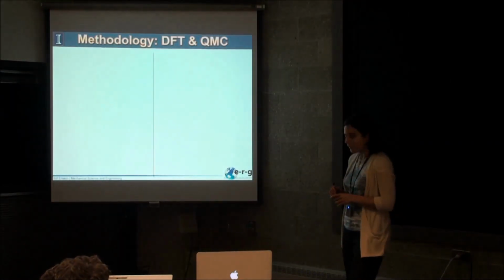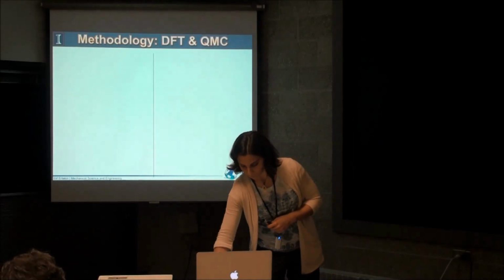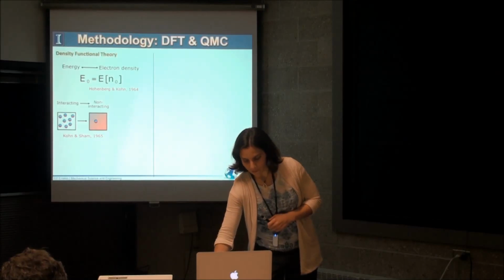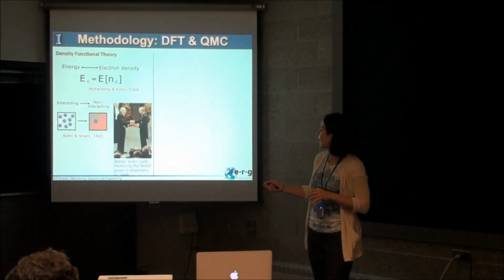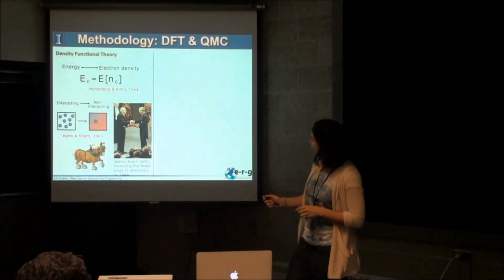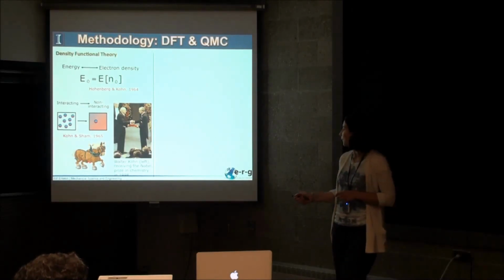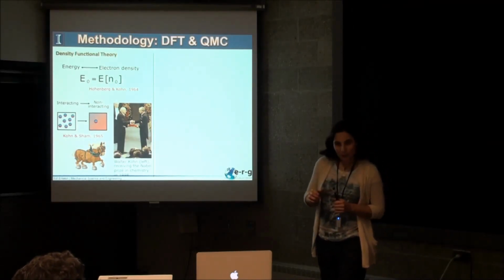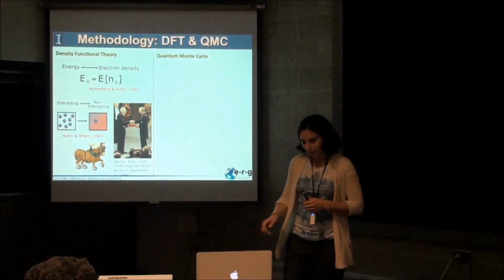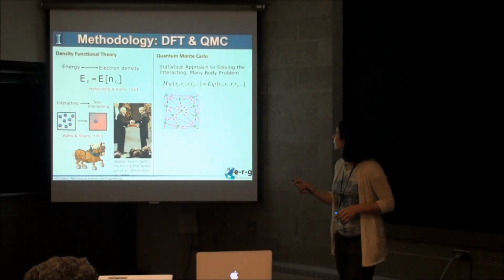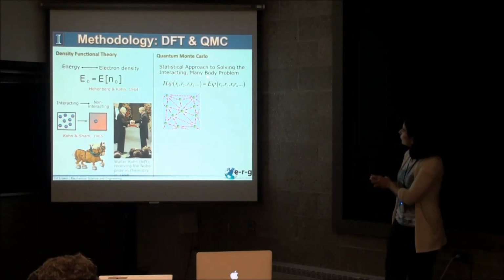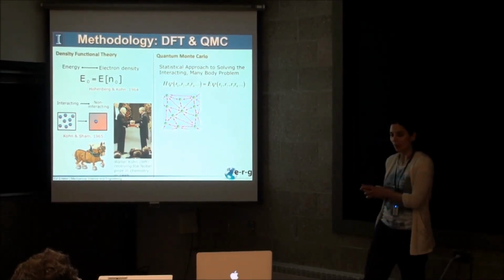kind of in comparison to DFT, this is how I think about the two techniques. We talked about DFT already, and we talked about how what we do is we take this Schrodinger equation and we map an interacting problem onto a non-interacting problem. And I would call that the workhorse technique of the computational material science community. But what about QMC? Well, what we do in quantum Monte Carlo methods is we actually kind of bite the bullet. We deal with the real many-body interacting Schrodinger equation. And it's a statistical approach to solving the interacting many-body problem.